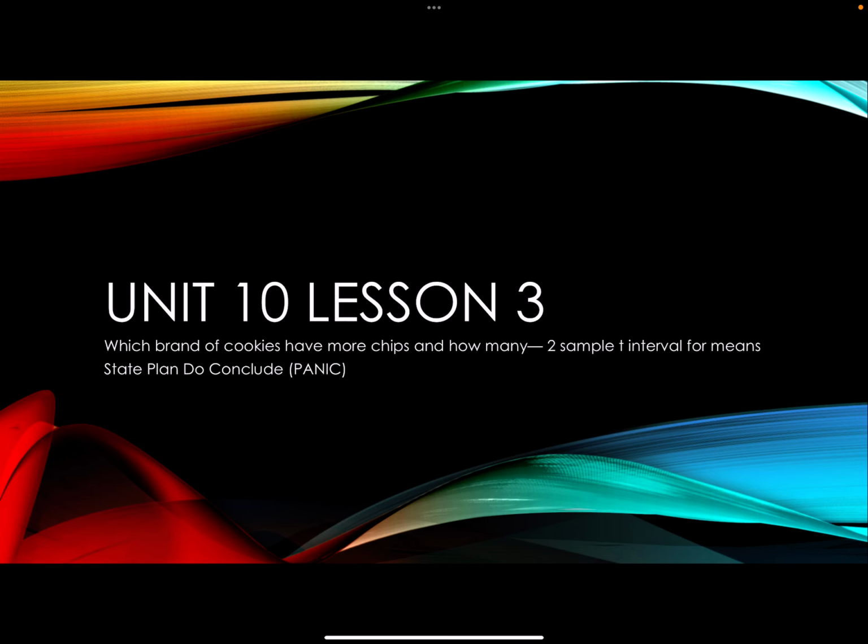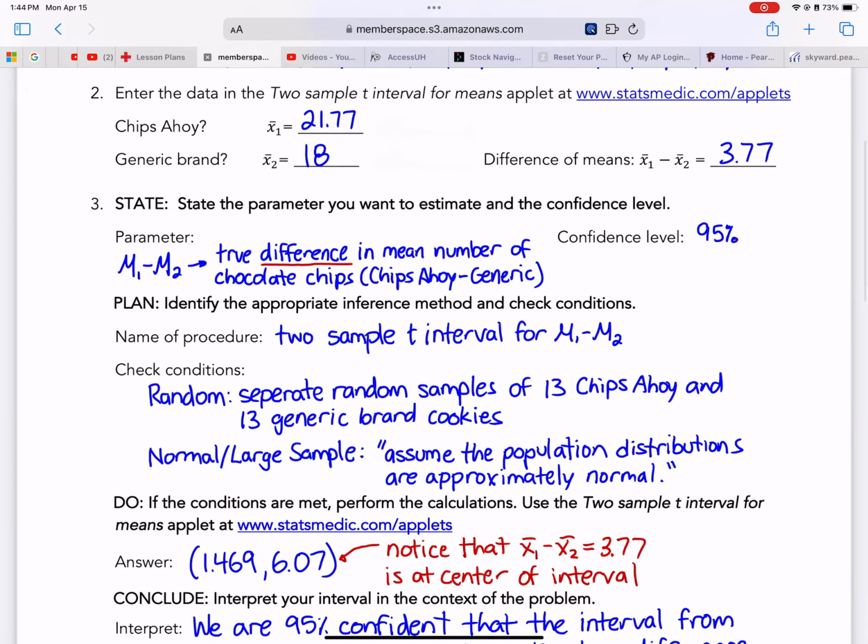Lesson 3. We are studying today which brand of cookie has more chips and how many more chips. We're going to discover this through a 2-sample t-interval for means. And we're going to do a state, plan, do, conclude, which with the confidence interval uses the acronym PANIC. And we'll discuss what that means here momentarily.